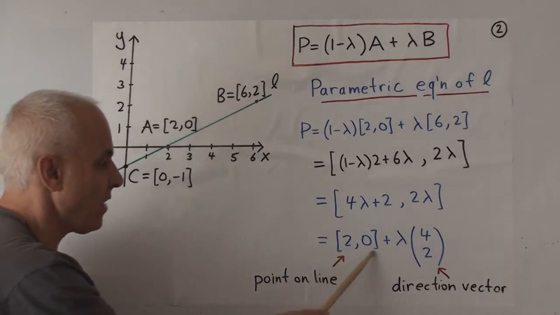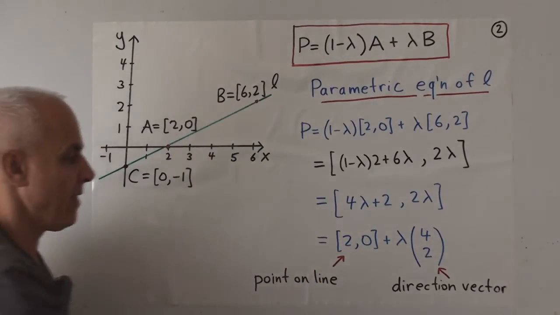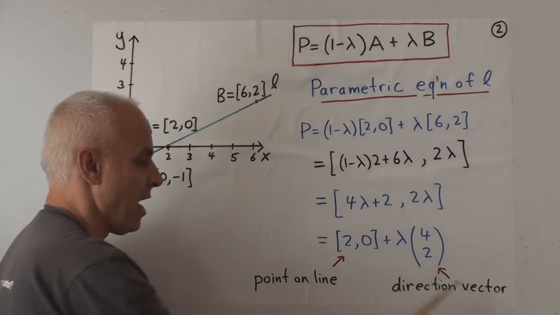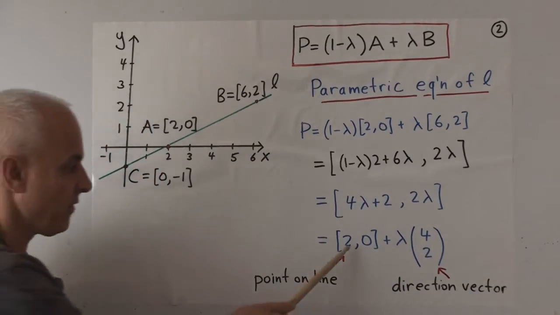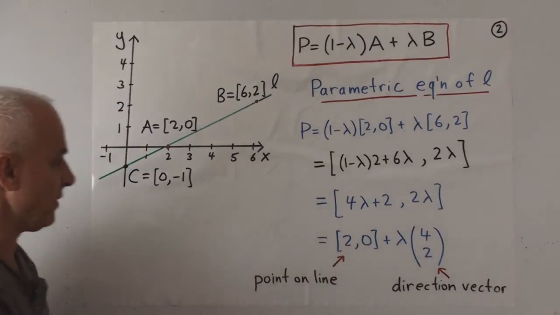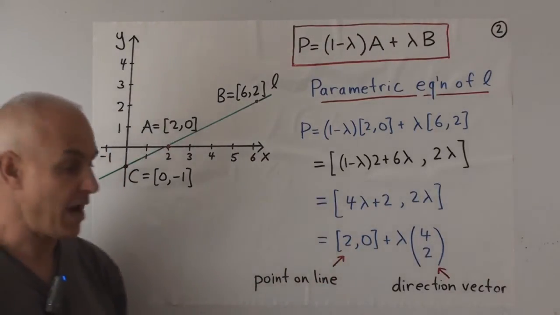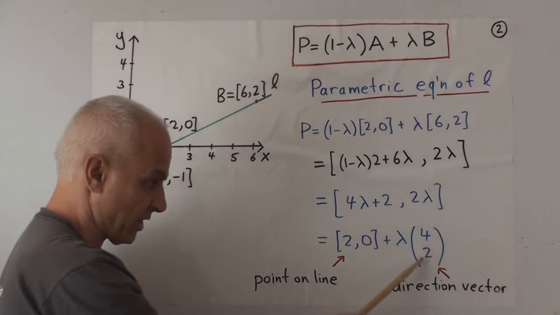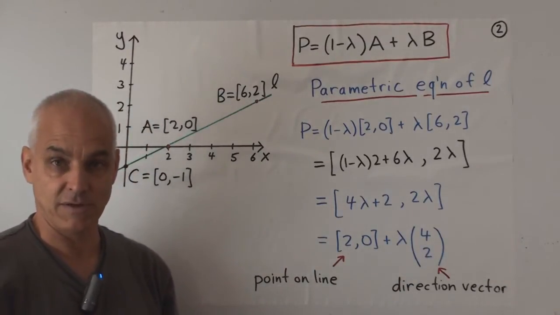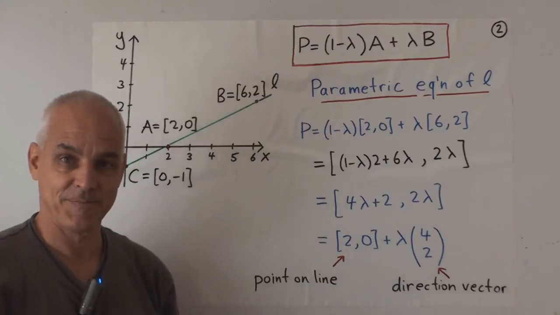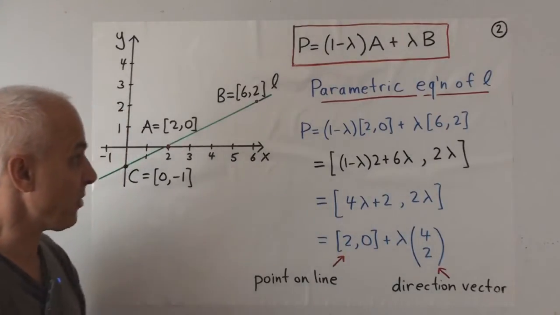So there's a point on the line, that one there, and there's a direction vector for the line. And neither of these is unique. We could have chosen, instead of 2, 0, that point, or any of the other points on the line. And instead of this direction vector, we could have chosen any multiple of it, positive or negative. So that's a parametric equation for a line.